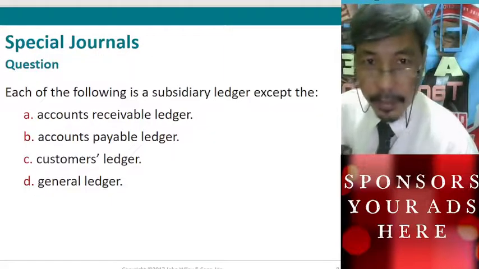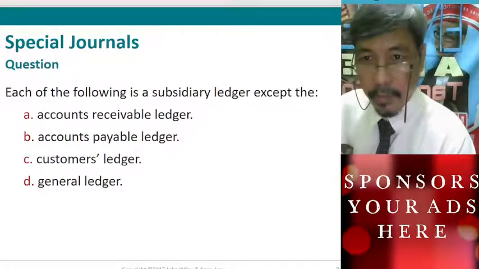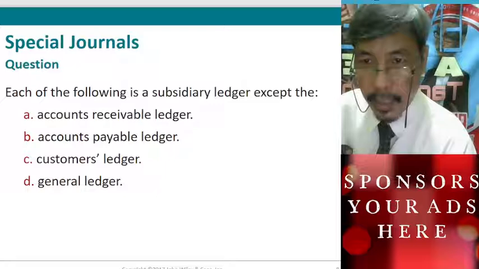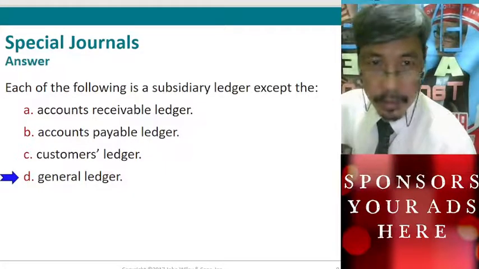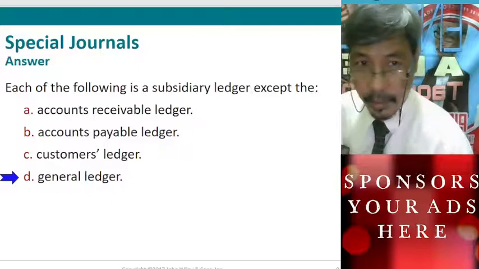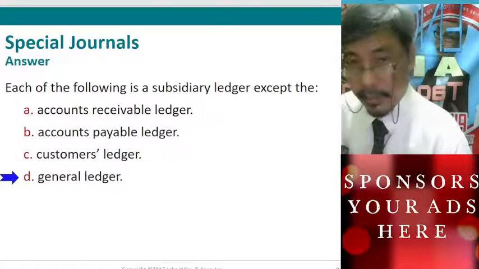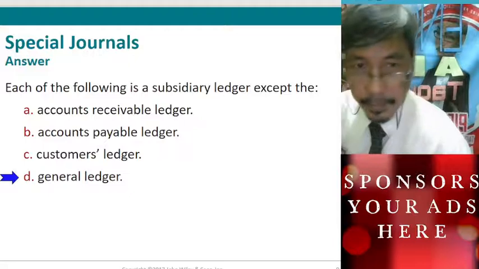Okay, question. Each of the following is a subsidiary ledger except: A. Accounts receivable ledger, B. Accounts payable ledger, C. Customers ledger, D. General ledger. So, of course, the answer is letter D. This is not a subsidiary ledger because it is the general ledger. Okay.